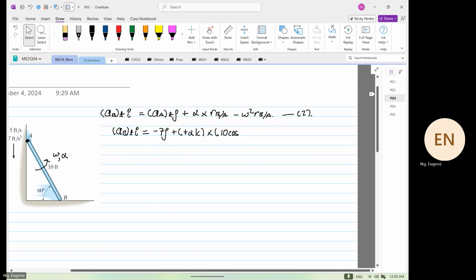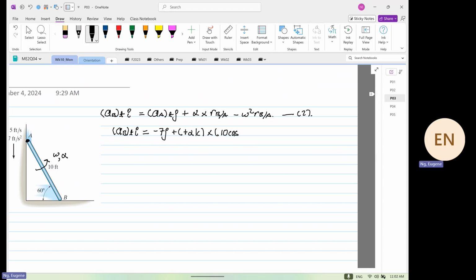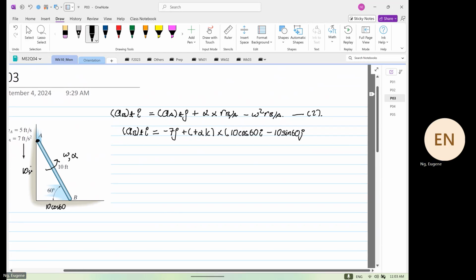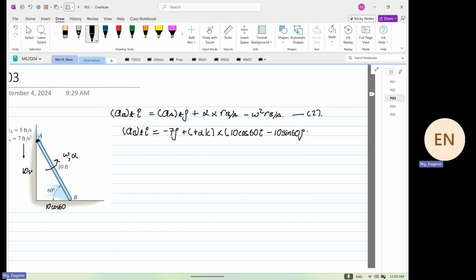Okay. So R_BA, so 10 cos 60. So this is my 10 cos 60. This is 10 sine 60. And this is I. And then you have minus 10 sine 60, and you have J. Okay, let me check again. So this is 10, this is sine 60, cos 60. Yes, this is correct.